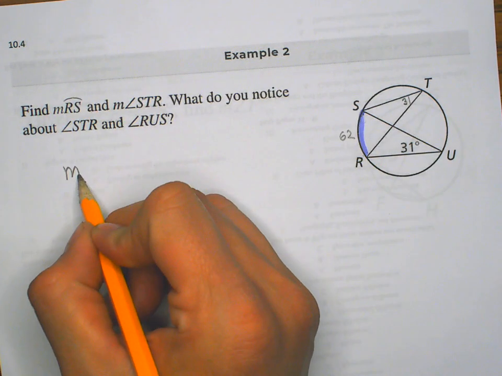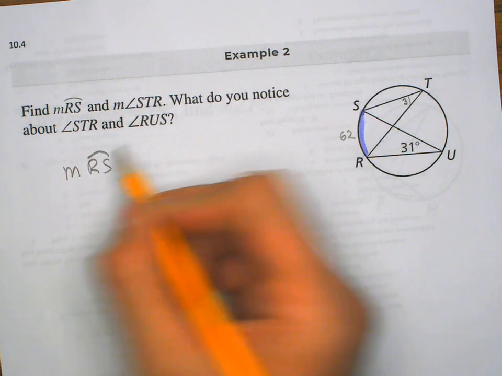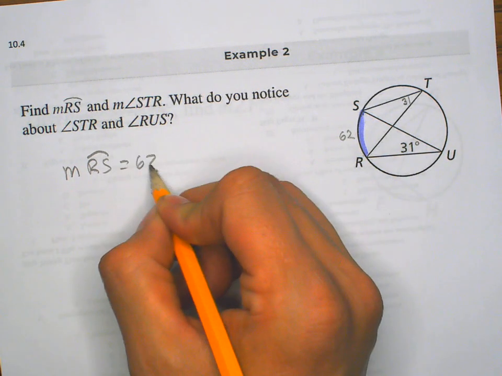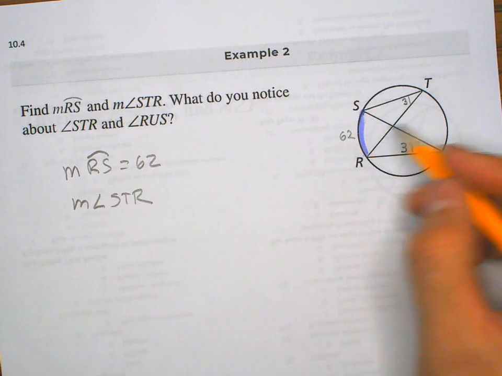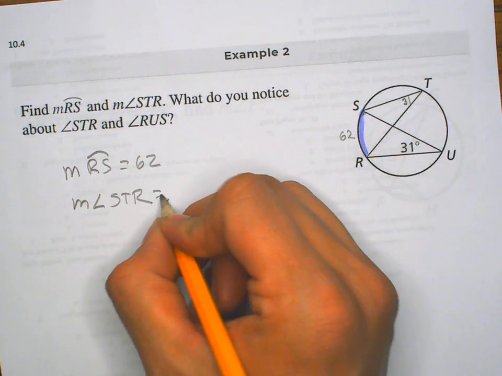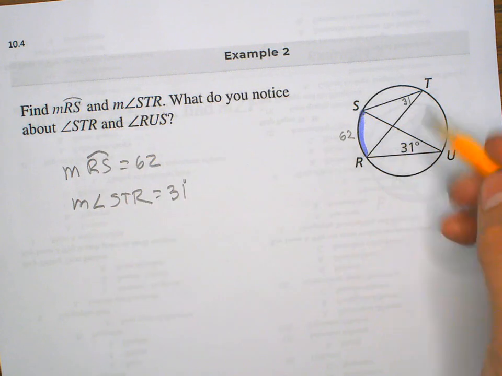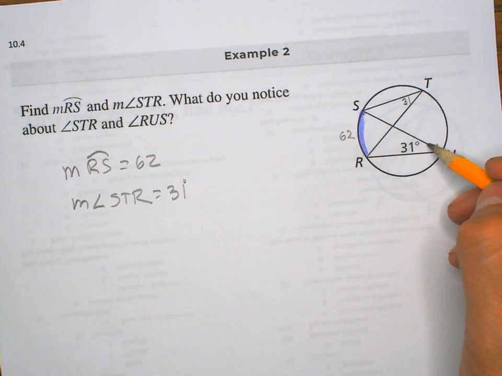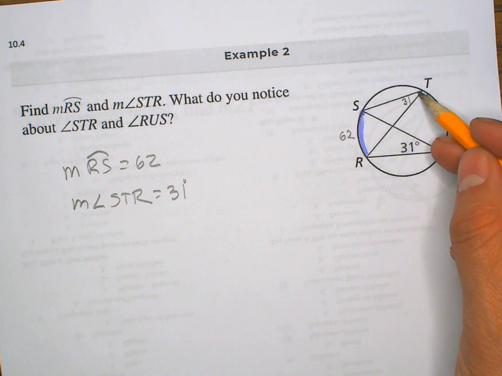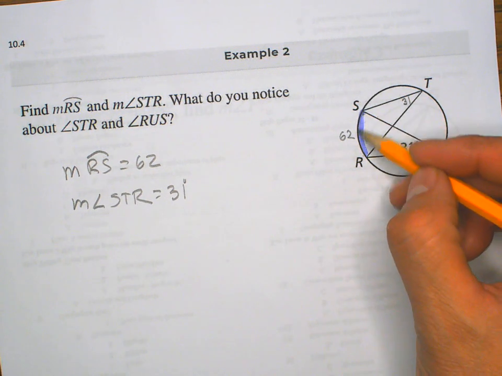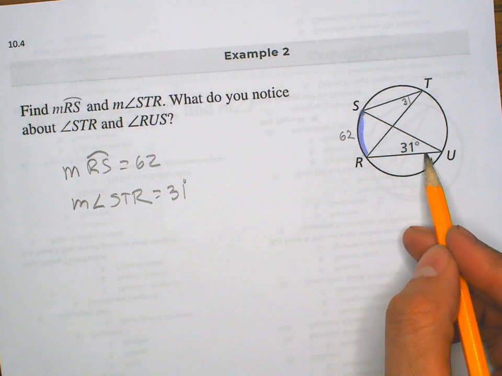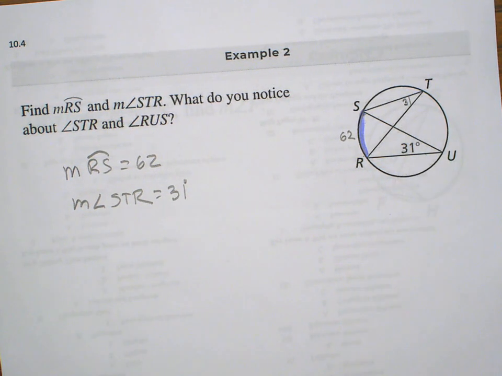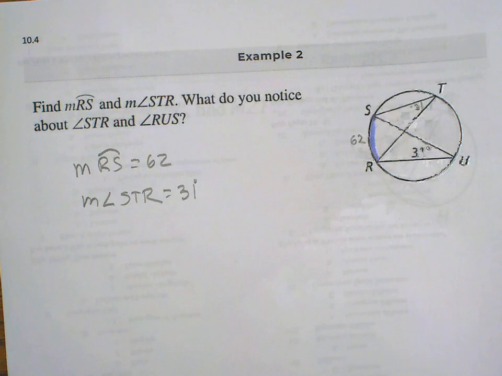So the measure of RS is going to be 62, and the measure of angle STR is going to be exactly the same, because look, they are measuring the same as this one. They're both inscribed angles to the same intercepted arc. So it will be this one right here. So that one's 31, then that one has to be 31. All right, so that's example number 2.